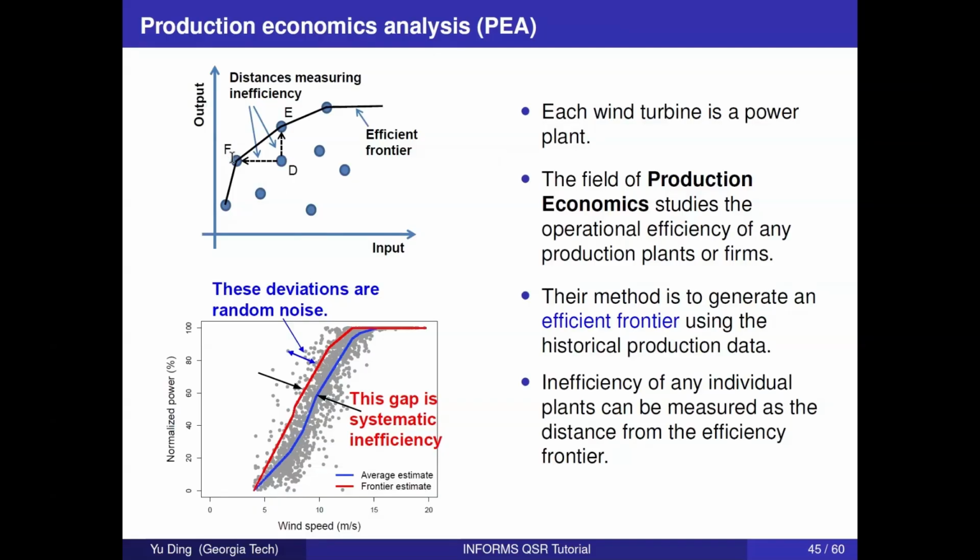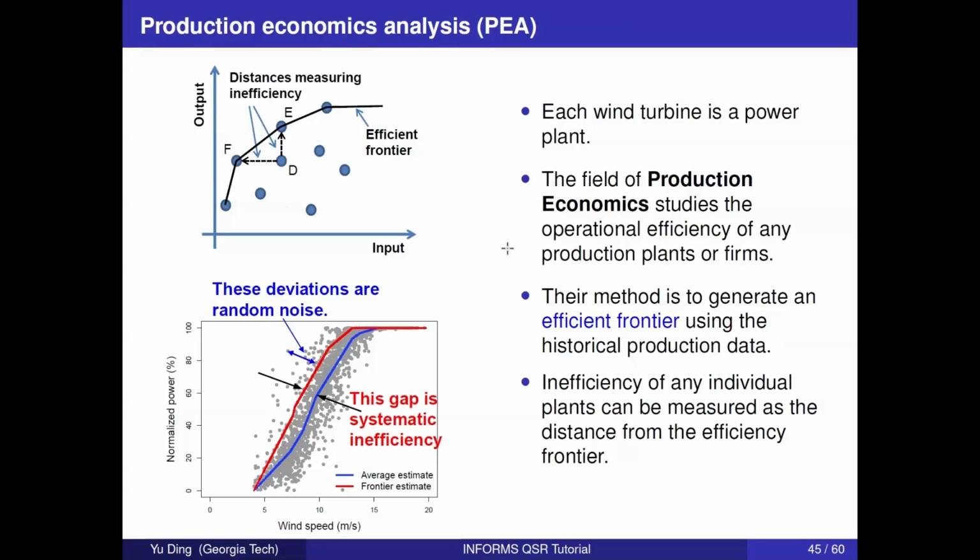But it's hard to compare F and E directly, because F produces less, but it also uses less. So when economists establish the efficient frontier, they usually have a few requirements. One is monotonicity, right? It's kind of increasing. Another is convexity, right? They consider this efficient frontier to be a concave curve.